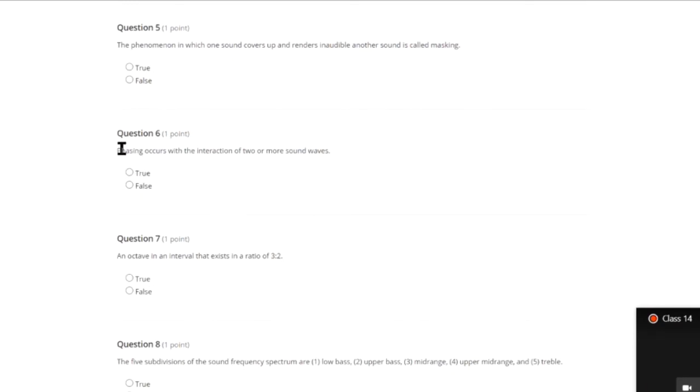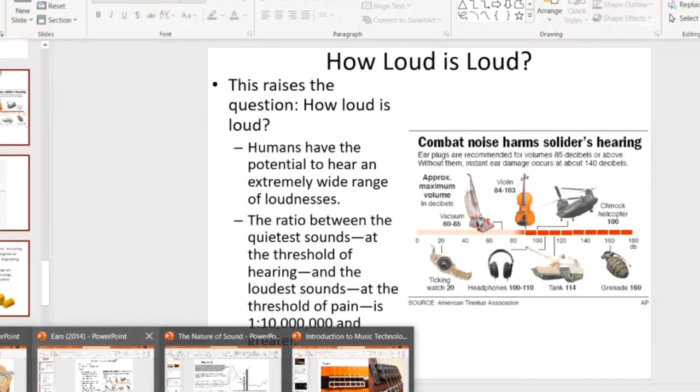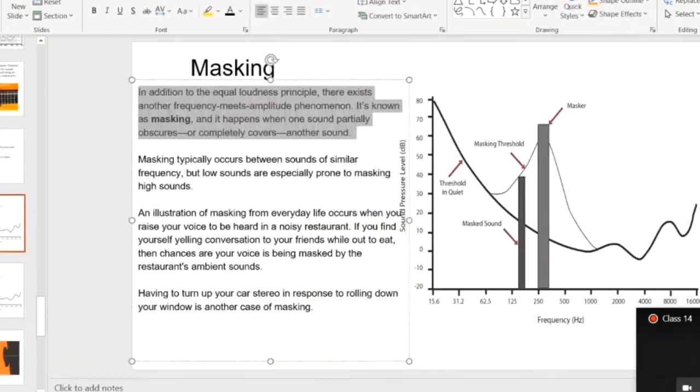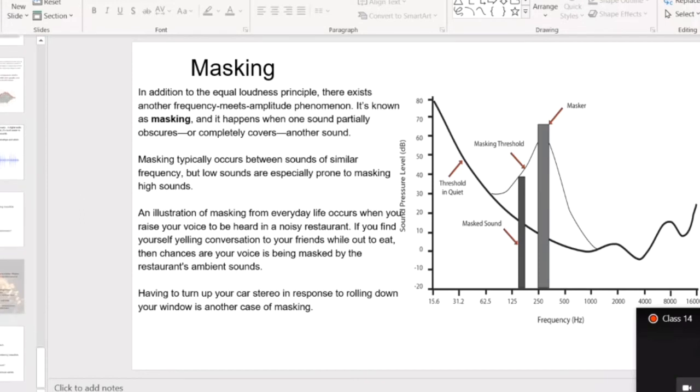Phasing occurs with the interaction of two or more sound waves. That's true. A good way to imagine phase is if you have a perfectly calm glass sheet of water, and then you perturb it with one pebble and you get water wave phenomena, and then you perturb that glass-like sheet of water again with another rock or pebble, now you have two sets of interacting waves. That's phase. Phase is the interaction of two or more sound waves.